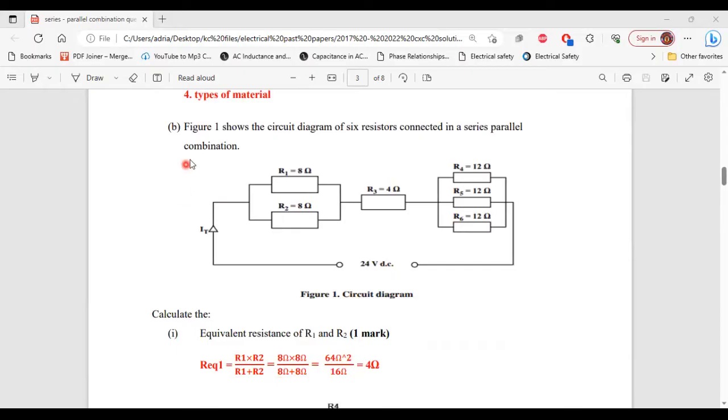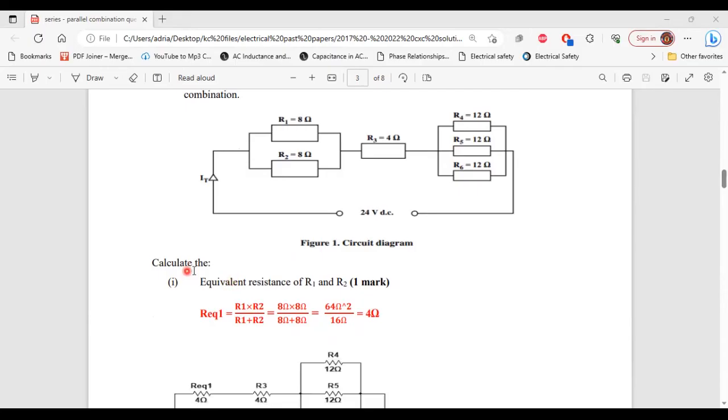For part B, it says figure 1 shows the circuit diagram of 6 resistors connected in a series parallel combination. So here's figure 1, and here we have the series parallel combination circuit. All right, so it says calculate the part 1 equivalent resistance of R1 and R2. Seeing that this question is asking us to calculate specific resistance for certain resistors, we don't have to analyze the circuit from right to left.